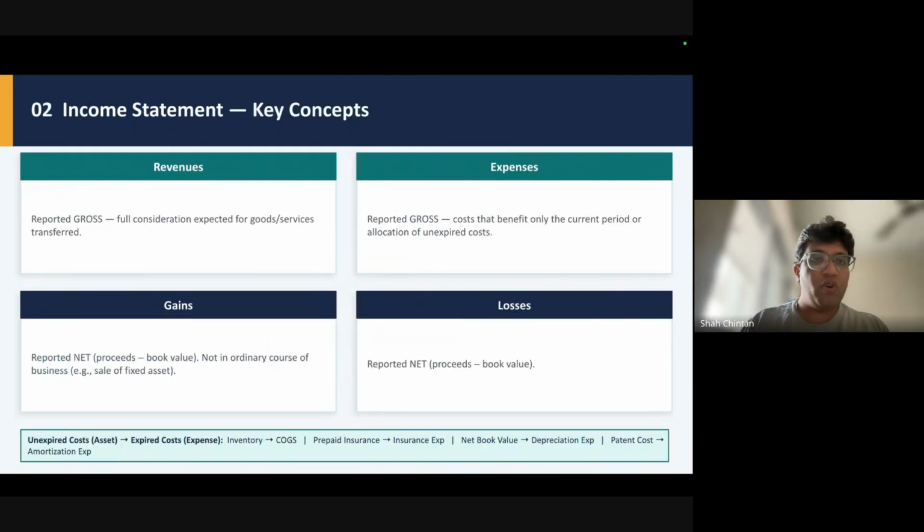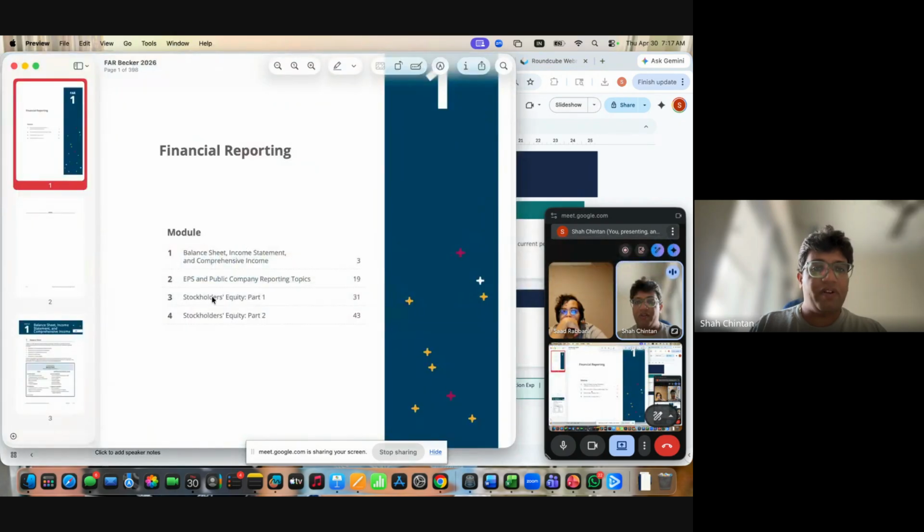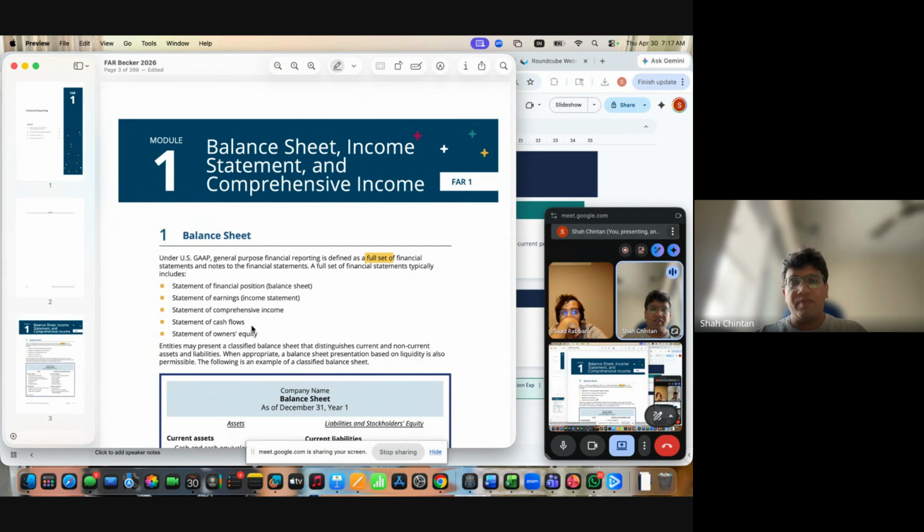Now before we go to the next slide, let's quickly check the Becker material on the balance sheet, and if you have any questions, we will quickly go through them. So let's see what they have given. The first paragraph says that under US GAAP, you have a full set of financial statements, considered of five items. You have a balance sheet, which is the statement of financial position. Then you have a statement of earnings, which is the income statement. Then you have a statement of comprehensive income, this is OCI. Then you have a statement of cash flow and statement of owner's equity.